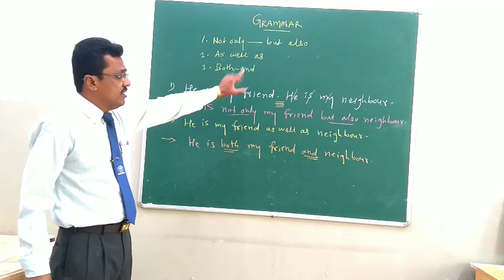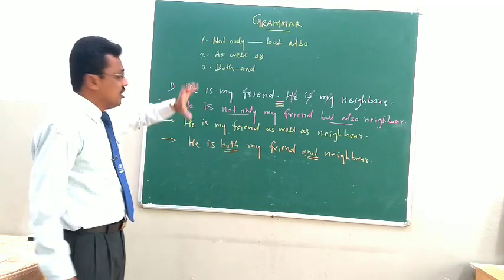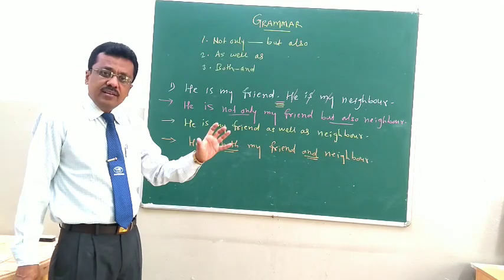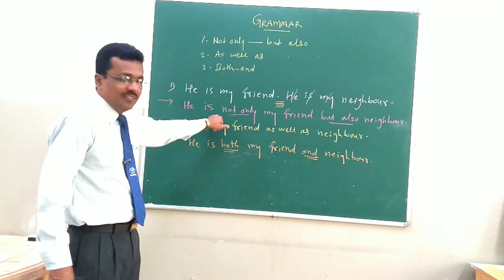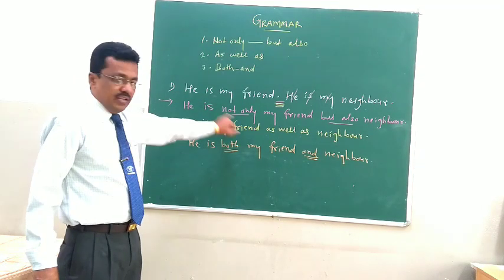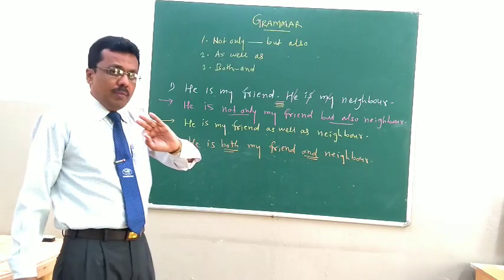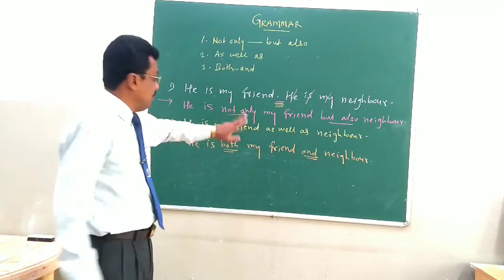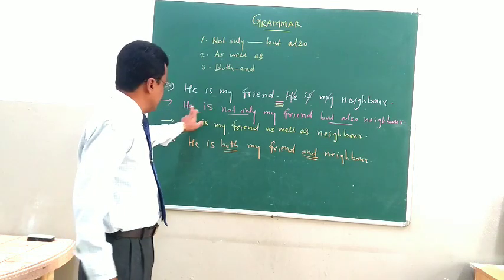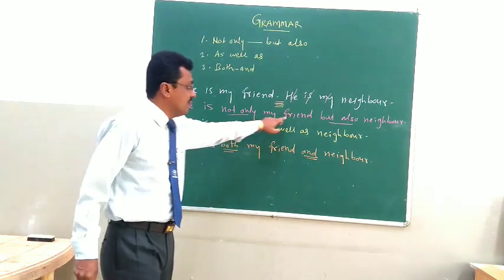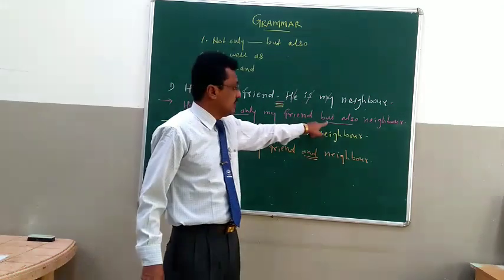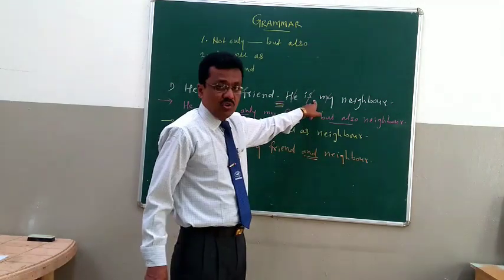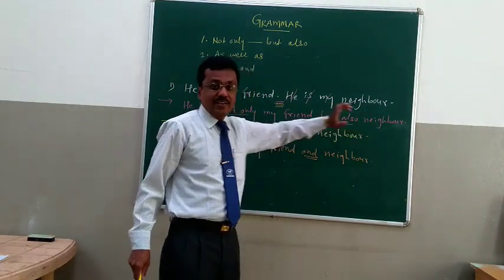He is my friend, he is my neighbor, and you are asked to rewrite the sentence by using not only but also. So, in not only, generally we have to remember, not only we have to use after the verb and helping verb. So here the helping verb is is, that's why he is not only my friend, in the full stop place, but also, use; the same words you omit, neighbor you have added here.